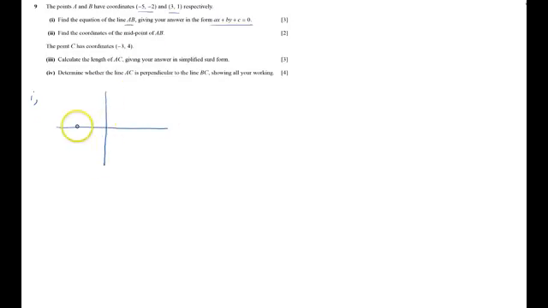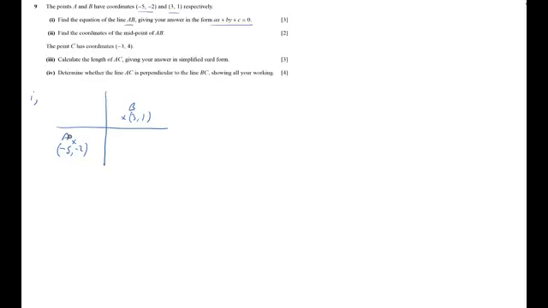Minus 5, minus 2. I'm doing it roughly to scale. And 3, 1. So 3, 1 won't be quite as far across as minus 5, and 1 won't be quite as far up. That'll be there, 3, 1. Label them. That's B, and that's A.